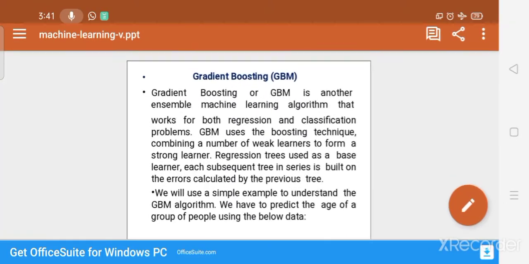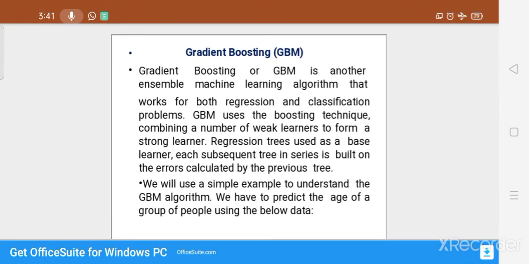In this lecture, we'll see the next boosting algorithm, that is the gradient boosting, which is also named as the GBM. So gradient boosting or the GBM is another ensemble machine learning algorithm that works for both regression and classification. It uses the boosting technique, combining a number of weak learners to form a strong learner.